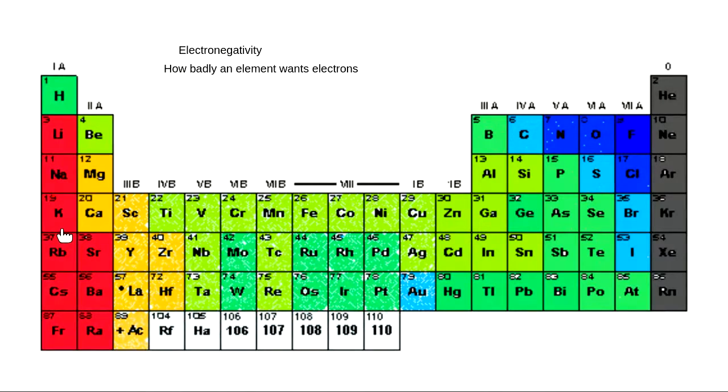So electronegativity is a measure of how badly we want to have electrons by us. If you're really electronegative, you really want those electrons by you. If you're not very electronegative, then you don't care as much. You're willing to give them away. Most of the stuff that we care about in our class is going to fall in the green to blue spectrum.